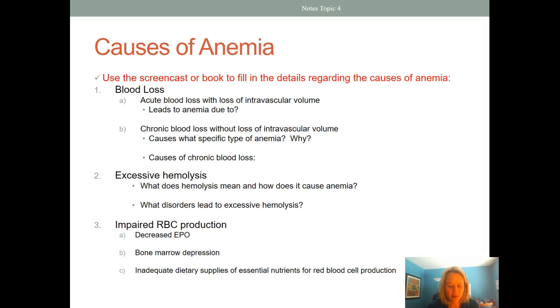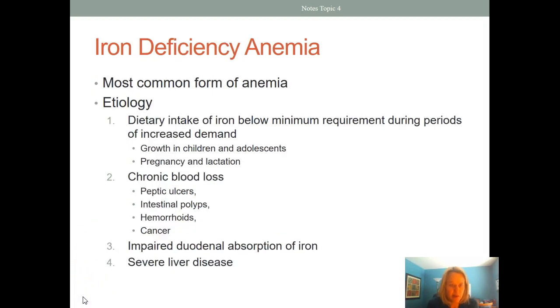Number 2, bone marrow depression. This can occur with cancer therapy, chemotherapy, certain drugs, or radiation. And 3, inadequate dietary supplies of essential nutrients that are needed for red blood cell production, such as vitamin B12 and folic acid.